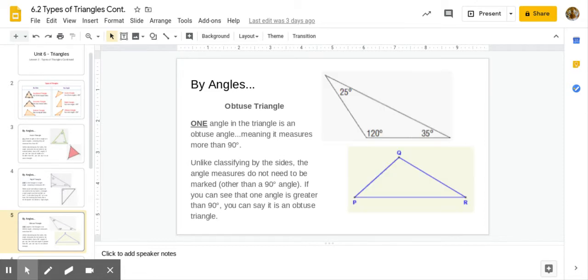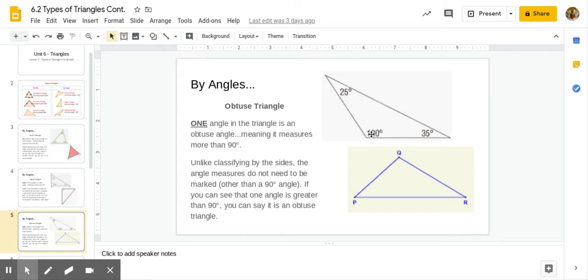And then our last one is obtuse. In an obtuse triangle, one angle in the triangle has to be an obtuse angle. And remember, obtuse means measures more than 90 degrees. So if you were to take the corner of a piece of paper and place it right here along that bottom line, it would come up like this. That would be 90 degrees, and we know that this is larger than 90 degrees. Again, it does not have to be marked as such, but it can be.